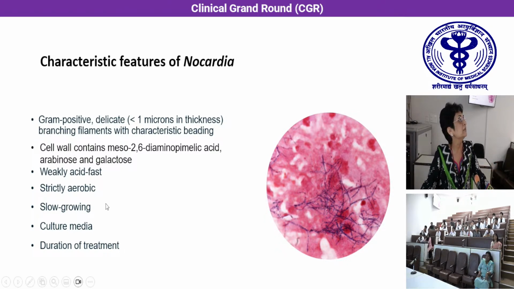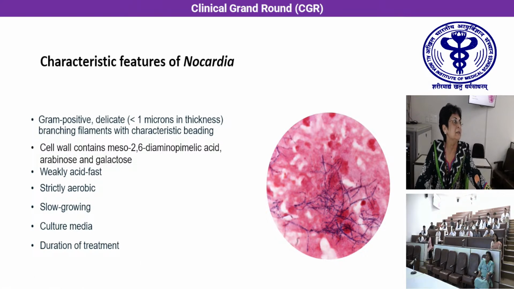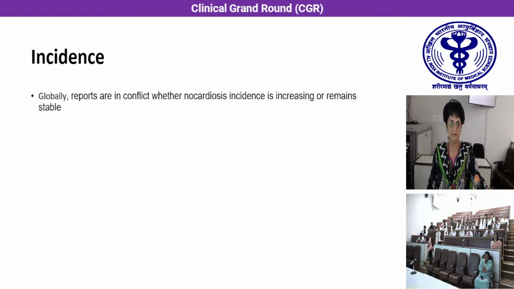And something which I have learned very late in life is that it can also grow on gonococcal culture medium. And actually, Thayer-Martin medium can be used as a selective medium for isolation of Nocardia. The duration of treatment for this is longer, typically requires antibiotic therapy for 6 months to a year, long duration antibiotic therapy, and more will be discussed later about it.